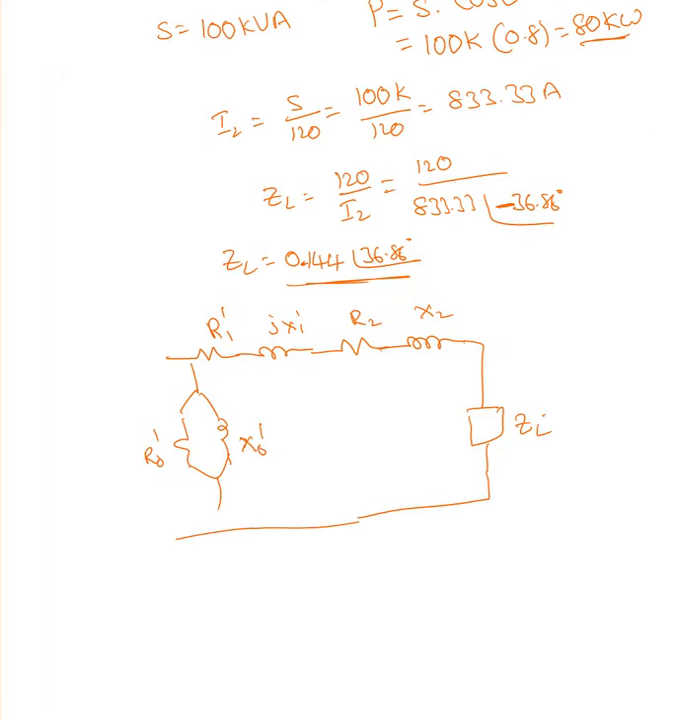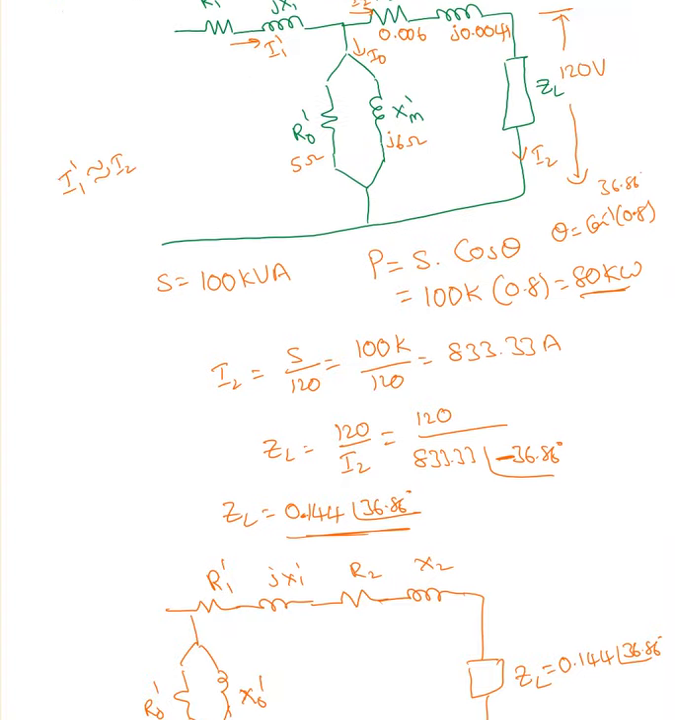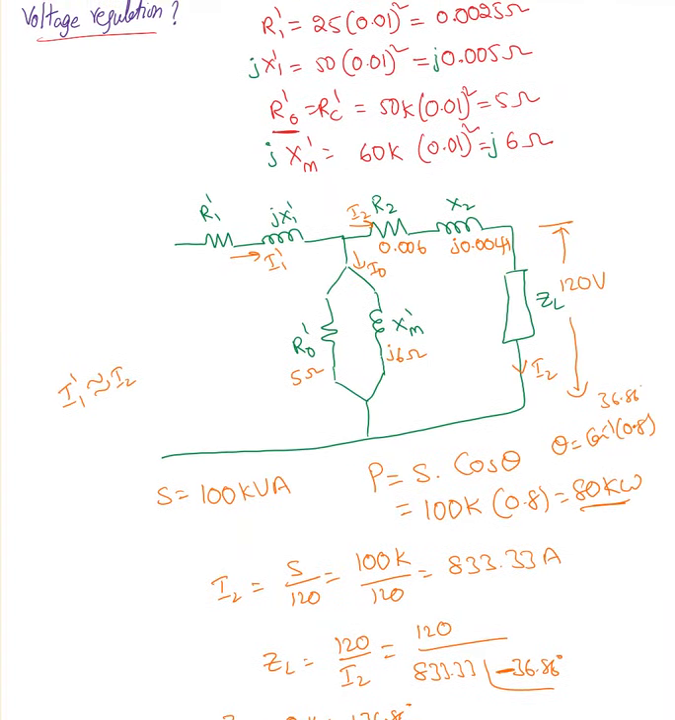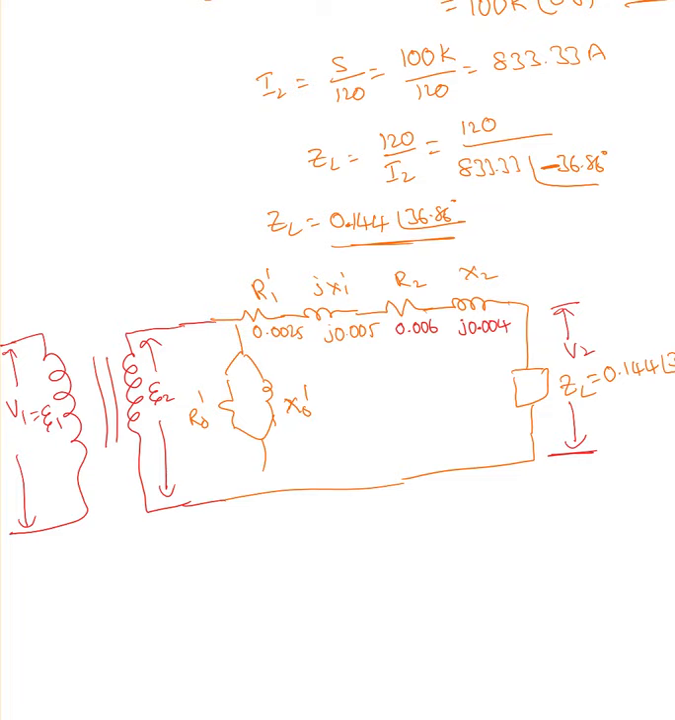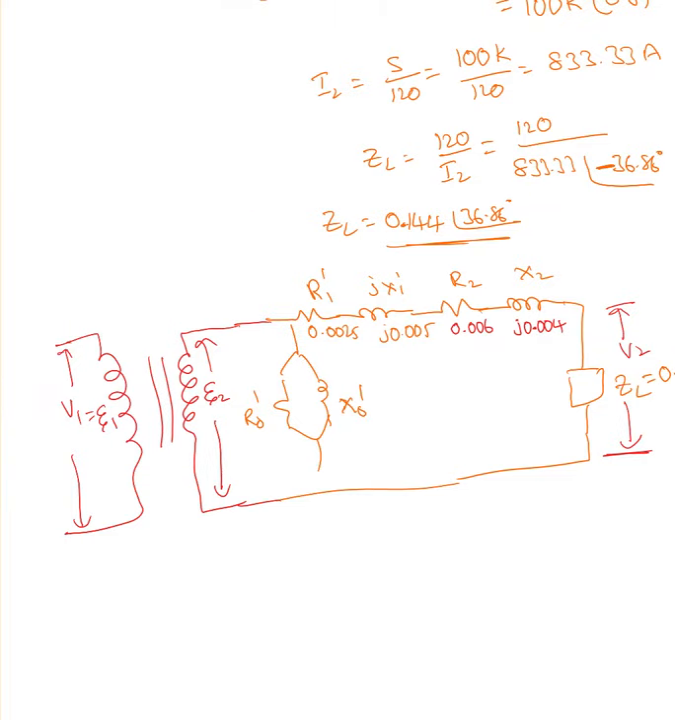So here ZL equal to 0.144 at an angle of 36.86 degrees. Now R1 prime, jX1 prime, we have those values as 0.0025, j0.005, 0.0025, j0.005. So here is the equivalent circuit. What we did, all the impedance on the primary side we moved to the secondary side. Okay, so this is 5 ohms, this is 6 ohms, j6 ohm.